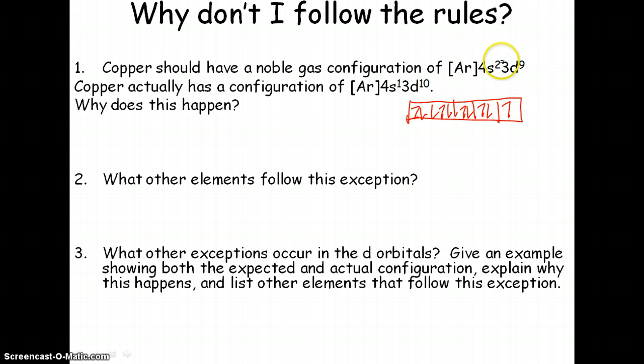So if it just pulls that one from the s and gives it to that 3d, then we have a full orbital. Full orbitals equal very stable. Okay, other elements that follow this exception are going to be right under copper, so silver and gold.